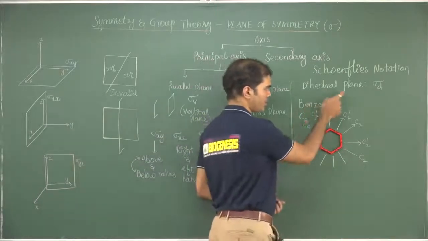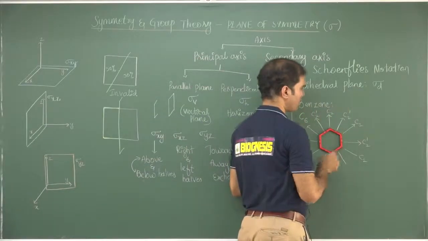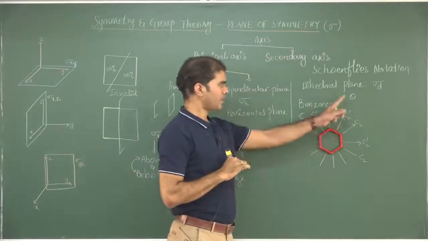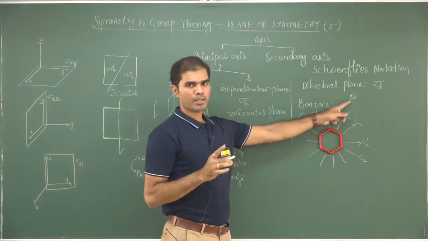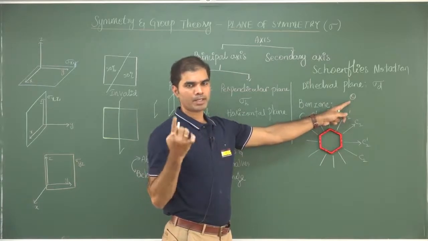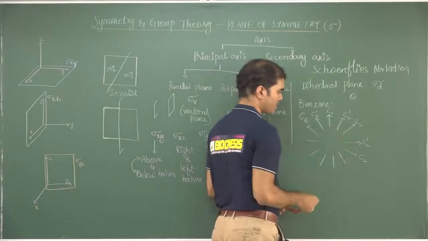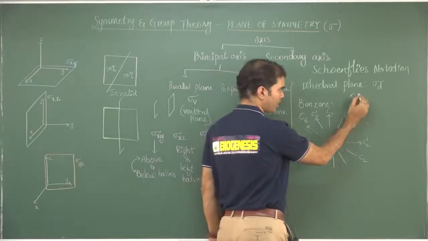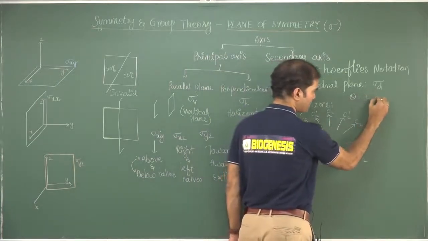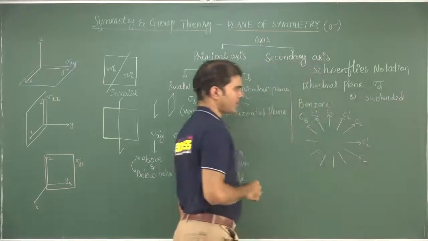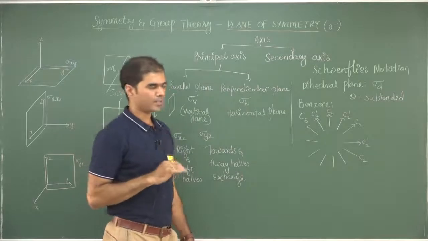Now to define this dihedral plane, I want a dihedral angle. What does a dihedral angle mean? It is an angle made between two similar and consecutive C2s. What exactly does it mean? Let's understand. It is an angle which is subtended, a mathematical term, between two similar and consecutive C2s.